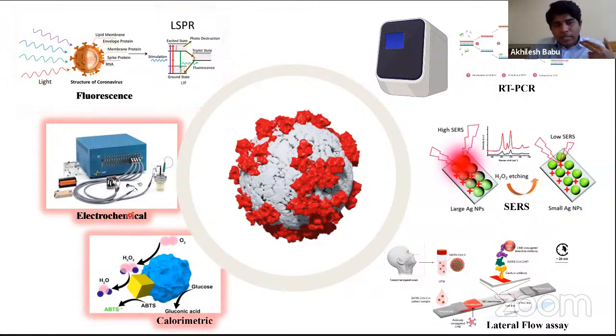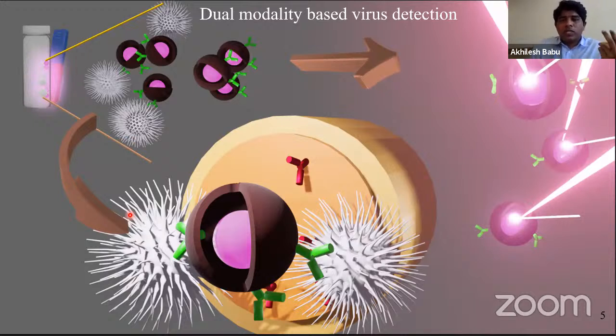Let me get into the details of the methodology. This is one of the recent works we have developed for dual modality virus detection. Coming to the concept, the nanoparticles we developed have both magnetic and fluorescence properties. Depending on the nanoparticles' fluorescence intensity as well as some electrochemical signal generation, we have developed two different methodologies for virus sensing. Let me explain the methodology.